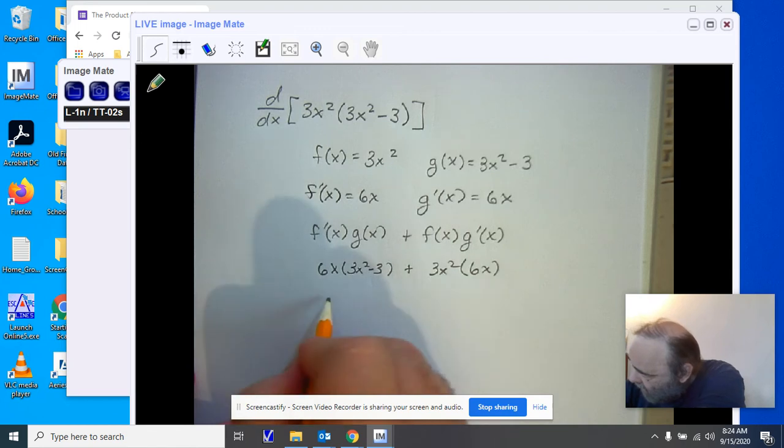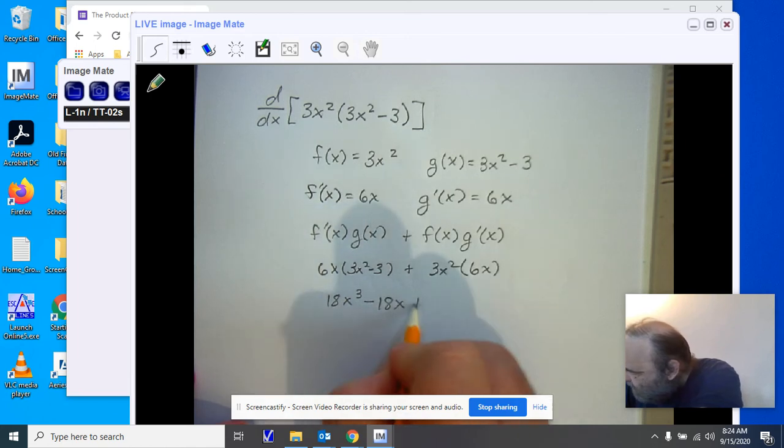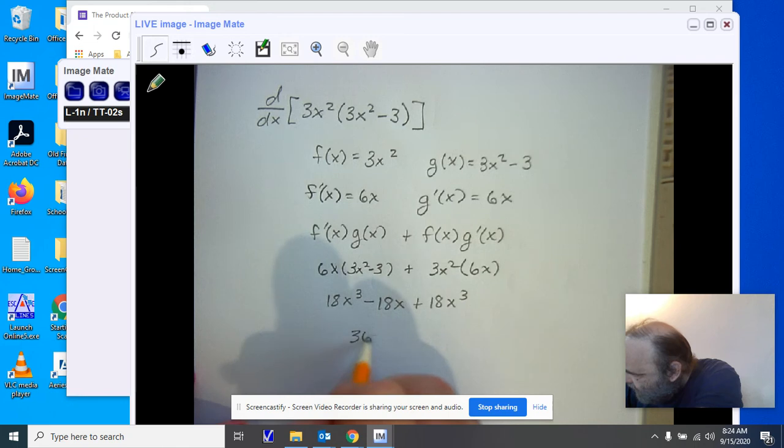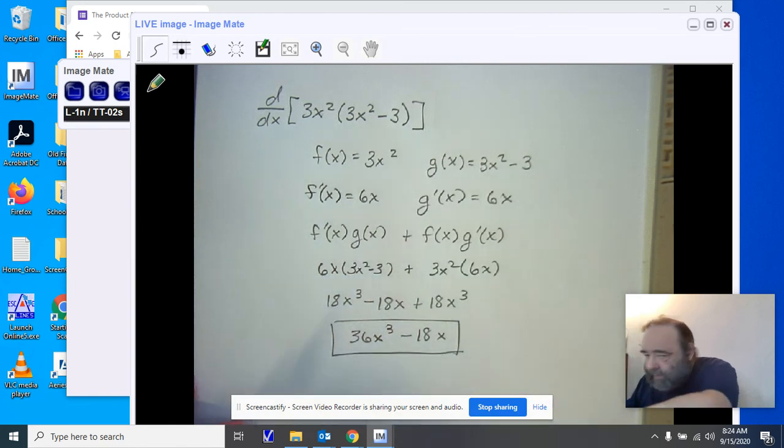We now multiply and distribute: 18x cubed minus 18x plus 18x cubed, for 36x cubed minus 18x. And this is my answer.